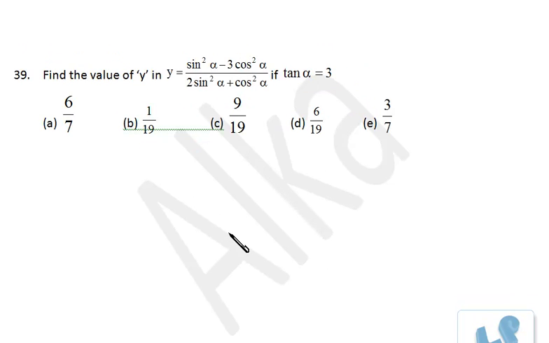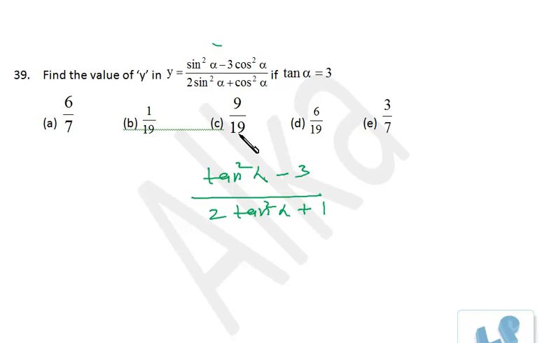Now in this case we have to find out the value of this expression where tan alpha is 3. So precisely what you can do, you can divide the numerator and denominator by cos square alpha. So this will be tan square alpha minus 3 upon 2 tan square alpha plus 1, right? Now just put the value of tan alpha: 9 minus 3, 6, upon 2 into 3, 6 plus 1, 7. So that's 6 by 7. Okay.